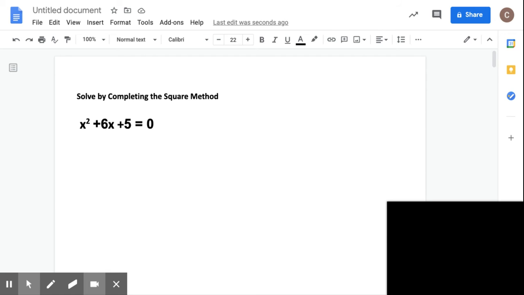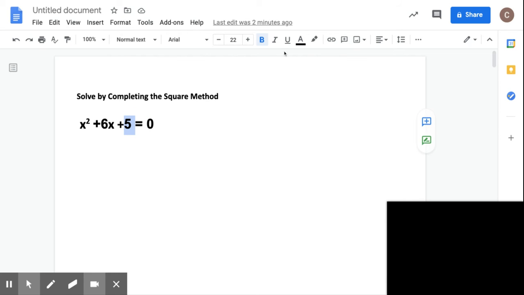Okay, so if I ask you to solve this quadratic equation, perhaps you would solve by factoring. Perhaps you would solve by using the quadratic formula, finding your A, B, or C term. But today we're going to solve by completing the square. Okay? It's great to have as many different options as possible. So the first thing I want to think about is I want to create a perfect square trinomial.